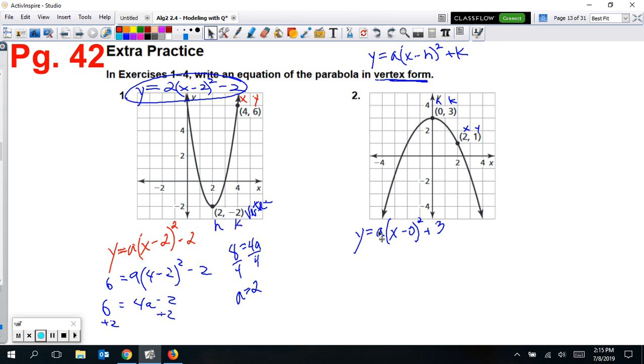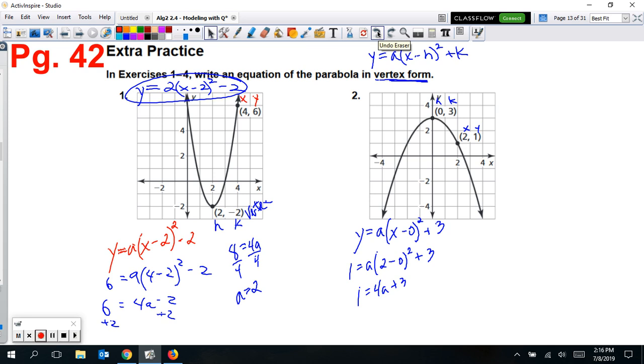So we just got to figure out now what the number is going to be in front of this parenthesis where the a is. So we're going to plug in 2 and 1 for our x and our y numbers in there. So it's going to start off with 1 equals the a, and then 2 minus 0. That's our x number in there, plus the 3. So 2 minus 0 is 2, and then we'll do 2 squared, which is 4. We're going to get 4a again for this part here. So 4a plus 3 on this side. So 1 equals 4a plus 3.